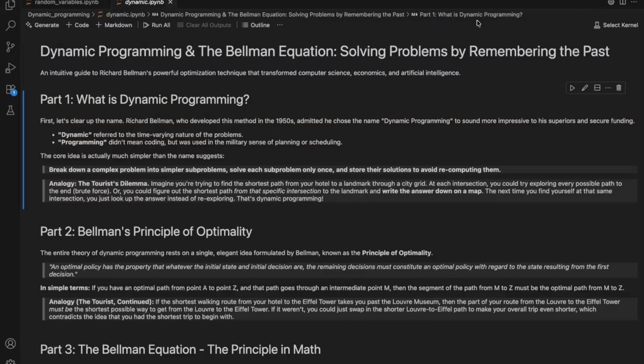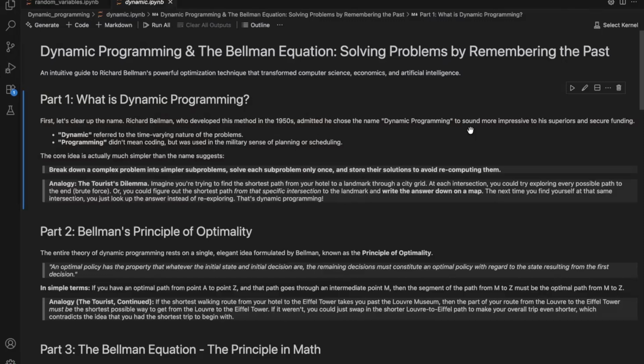So let's get started. First things first, let's talk about the name. Richard Bellman, the mathematician who developed this method, admitted he chose the name dynamic programming mostly because it sounded impressive and would help him get his research funding. Programming didn't mean coding, it meant planning, and dynamic just made it sound more sophisticated. The actual concept is more intuitive.